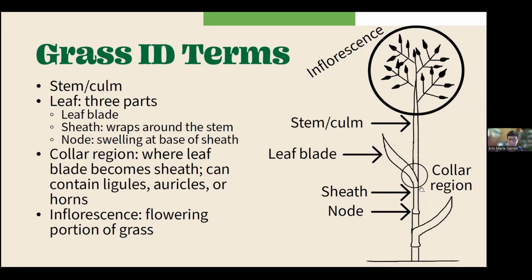We're not going to get into that again today, but those are the three parts of our leaves. This area right here where that leaf blade transitions into the sheath, we call that the collar region, and there's a few different identification characteristics within that region that we're going to look at and that are really useful for identification, things like ligules, auricles, and horns. Okay, and then the top part of the grass, that flowering part of the grass, is going to be called the inflorescence, and we'll look at that in more detail as well.